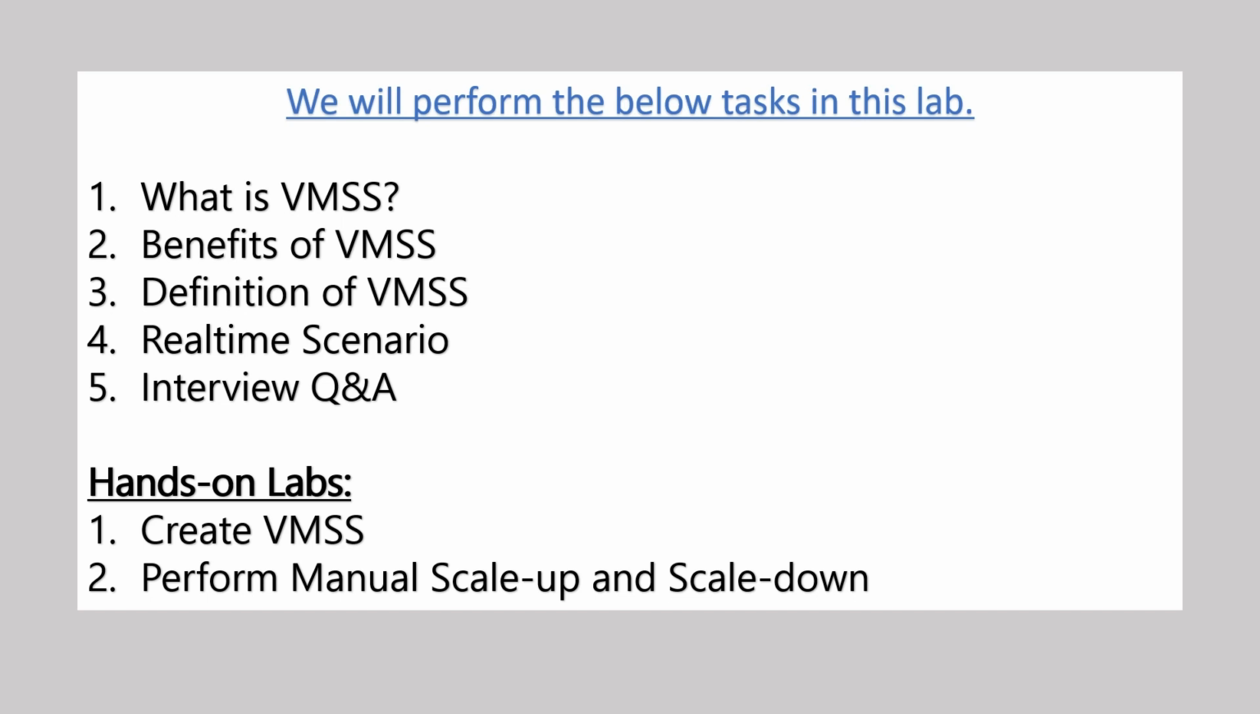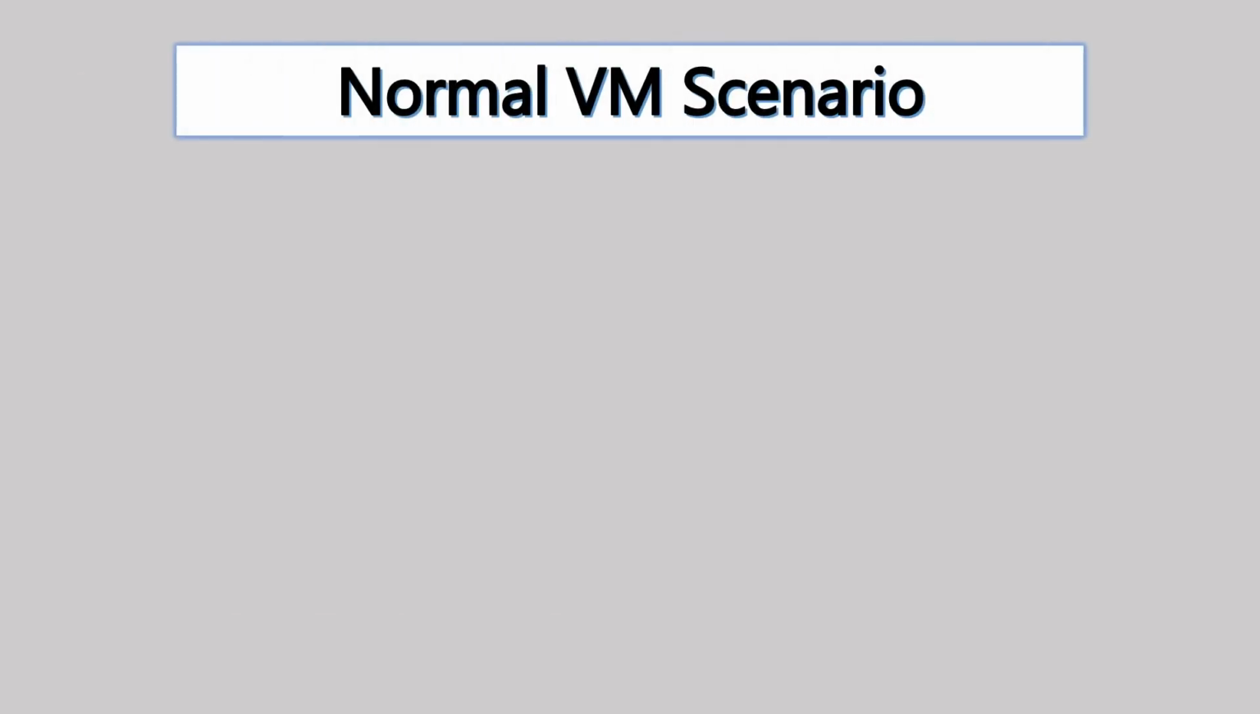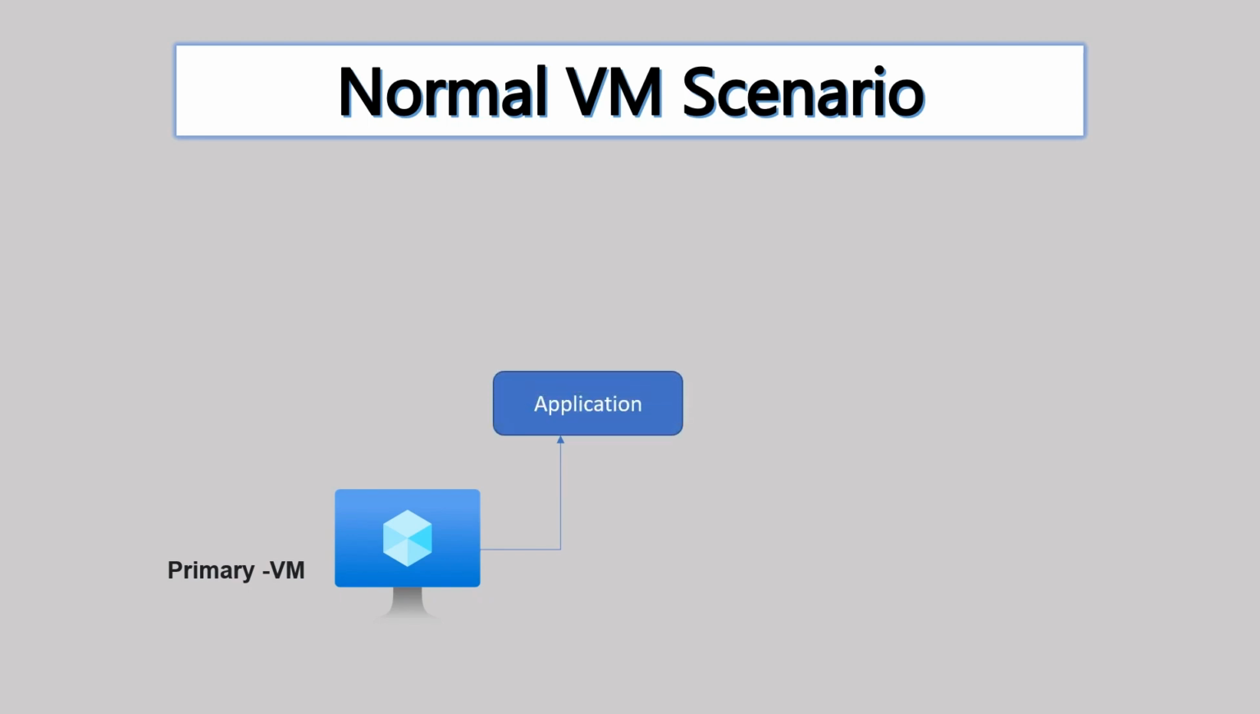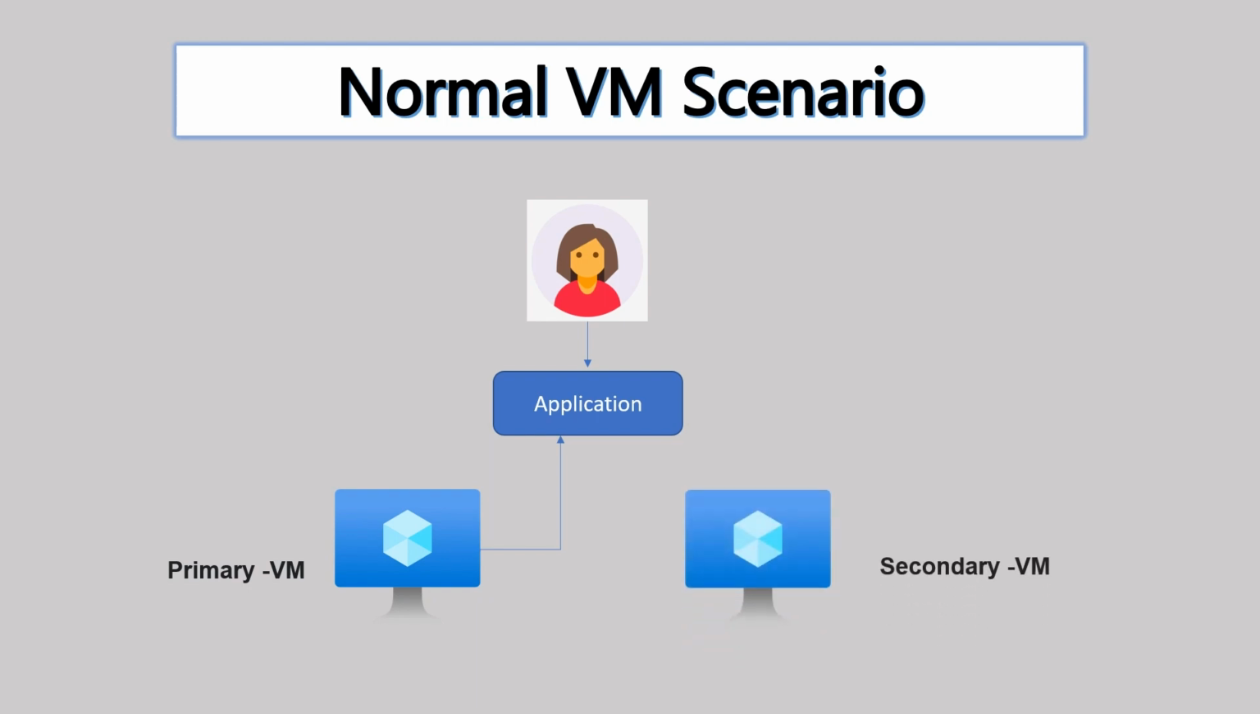So let's take some scenarios and understand the VMSS concept. If I take a normal virtual machine scenario, if I have a virtual machine called primary VM, I will have an application running on top of my primary virtual machine. And the users will be accessing the application and hosting their data or reading or writing the data on top of the application. If say the primary virtual machine is having some issue, or if I'm looking for high availability, I can create a secondary virtual machine.